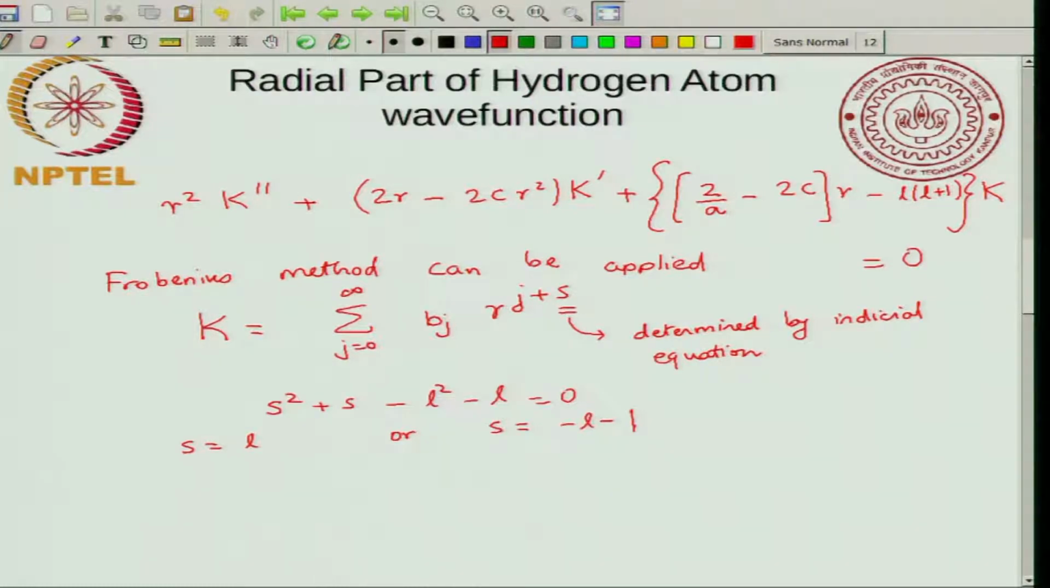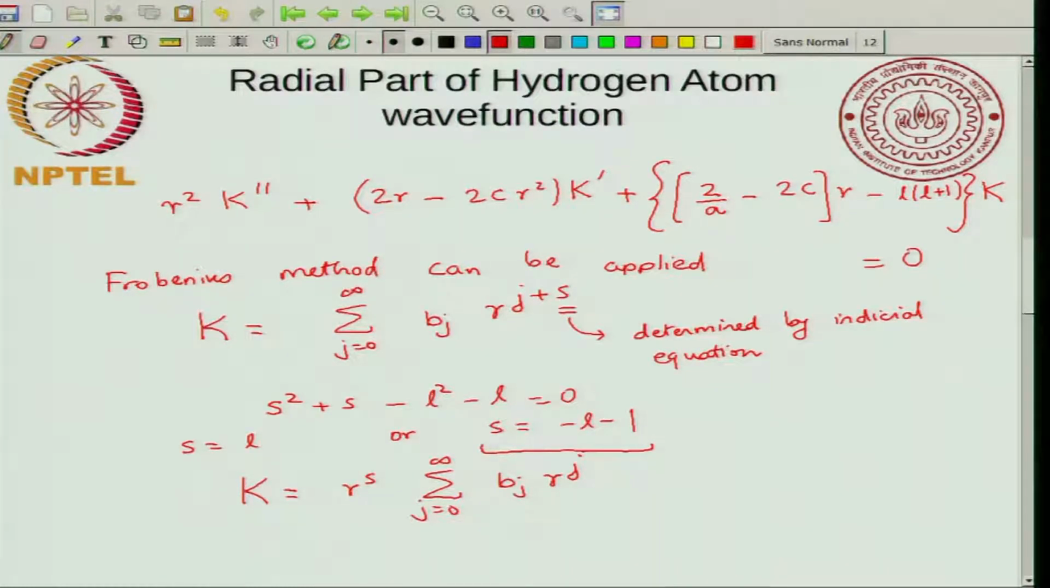Now this s equal to minus L minus 1. Remember here what it means is that you have a k equal to r to the s times sum over j equal to 0 to infinity b j r raised to j.